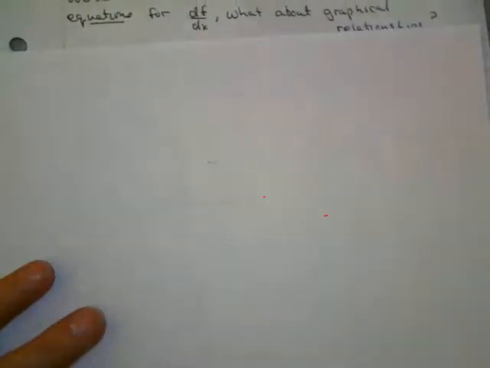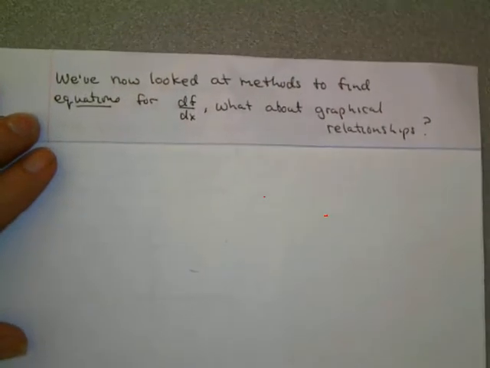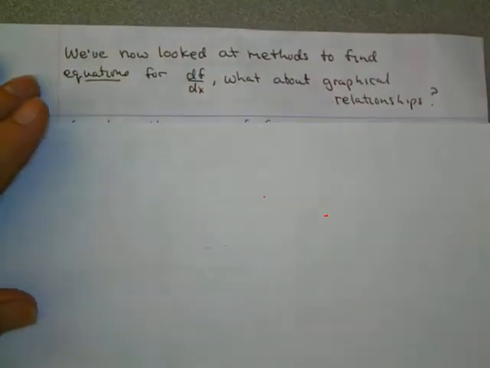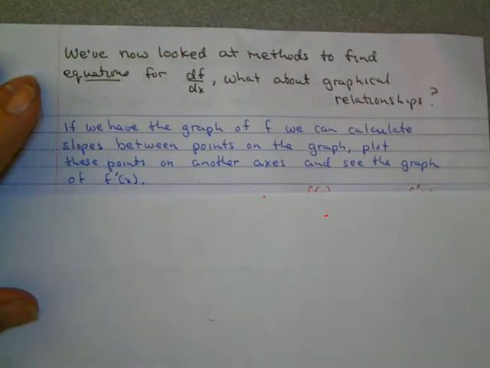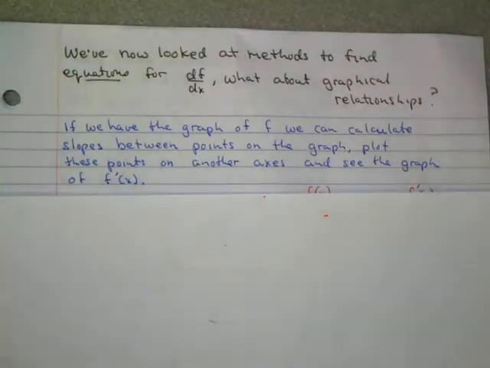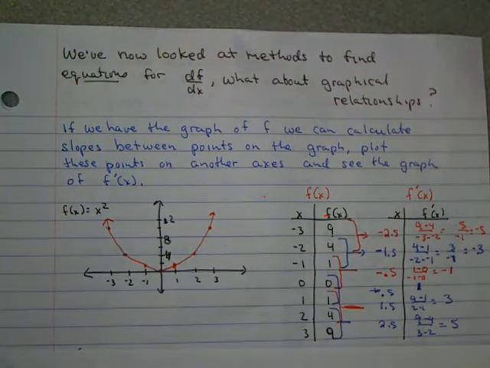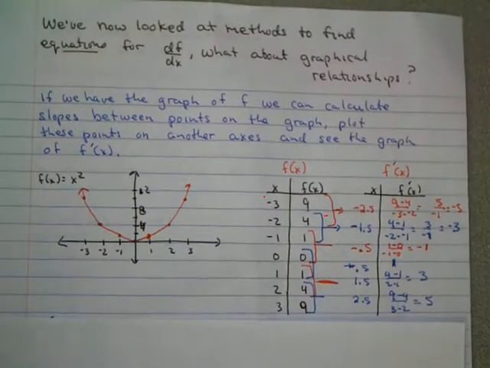Now, let's take a look for a minute at the graphical relationship. If we have a graph of f, we can calculate slopes between points on the graph, plot the points on another axis, and see the graph of f prime of x. Let's take a quick look at how we do that. Consider f of x equals x squared. We've been using this right along.